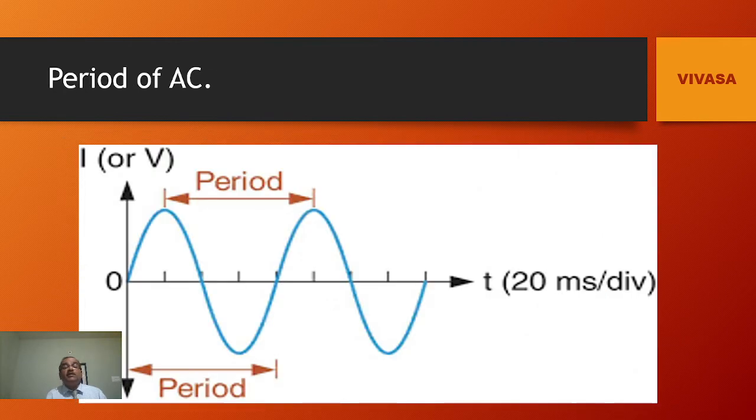Now let us see what a period is. The period is the time required to complete one oscillation. We have marked from this point to this point as a period. This is one complete cycle, and the time required to complete this cycle is called one period. Similarly, from here to here, the time required to complete this one cycle is also called a period. It is 20 milliseconds per division, as shown here. The period is defined as the time required to complete one oscillation.